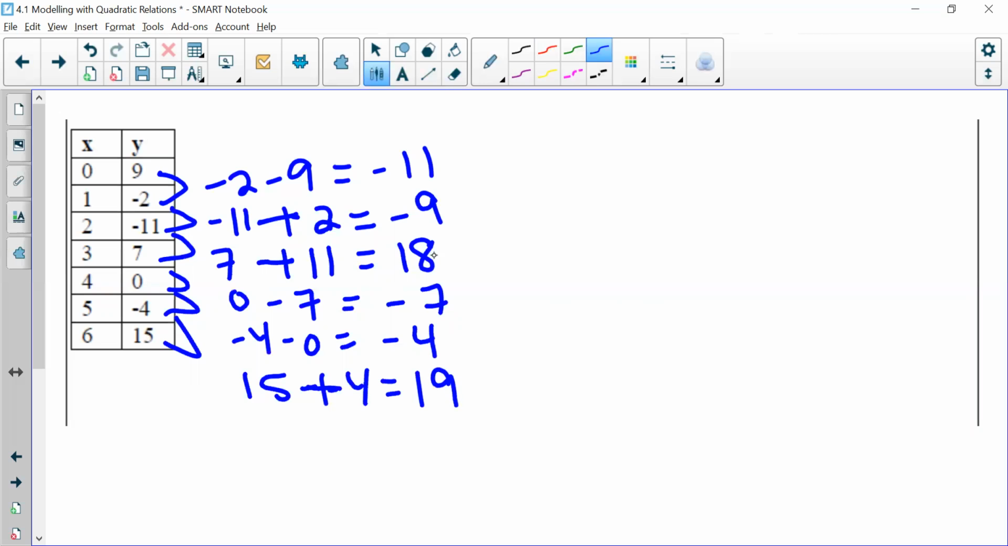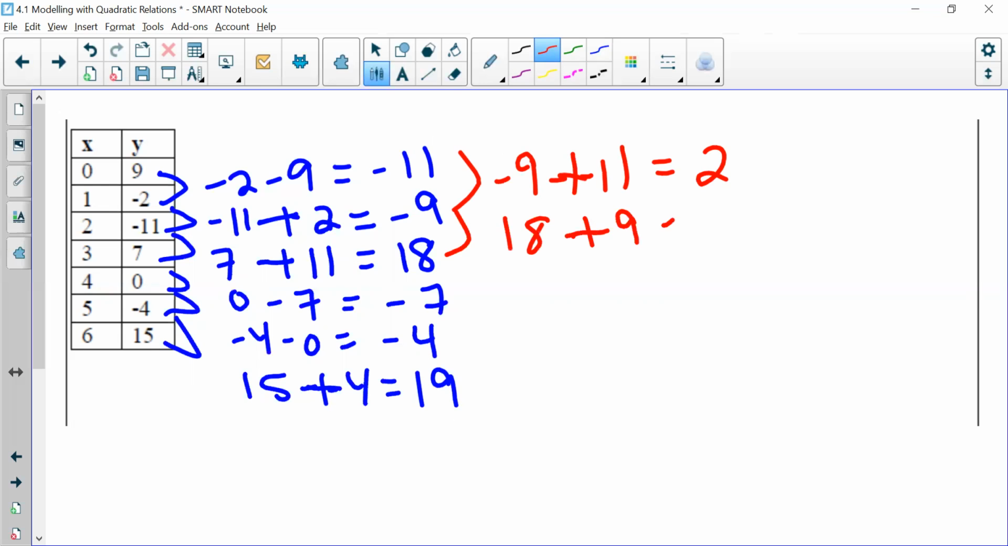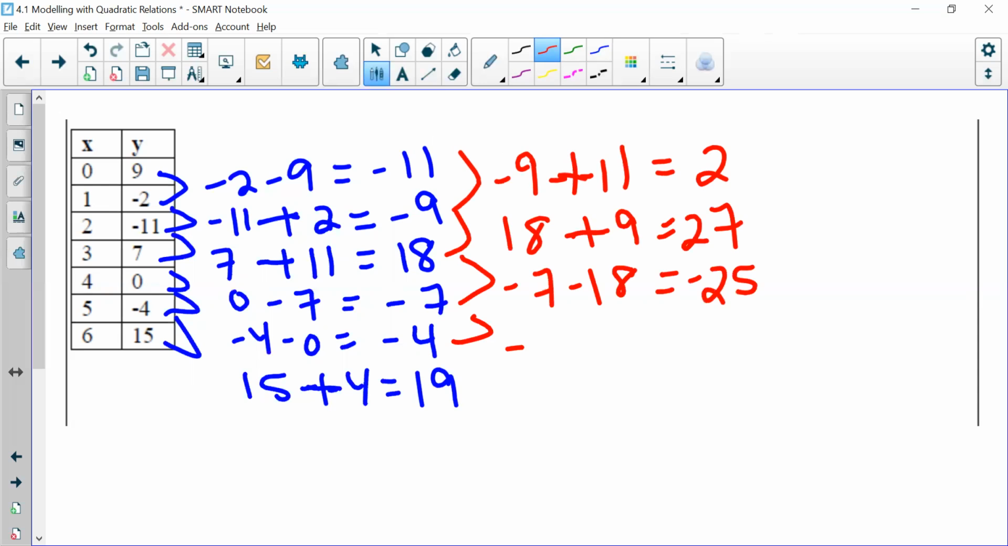Good. Now, obviously, Maya, these are not the same, right? So we have to try it again. -9 minus negative, so this is -9 plus 11, so 2. 18 minus -9, so plus is 27. You can already see this is going to be neither. We can already tell because the first 2 were not the same. They're very far apart. These numbers are quite different.